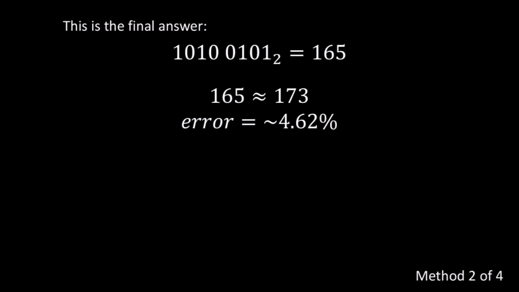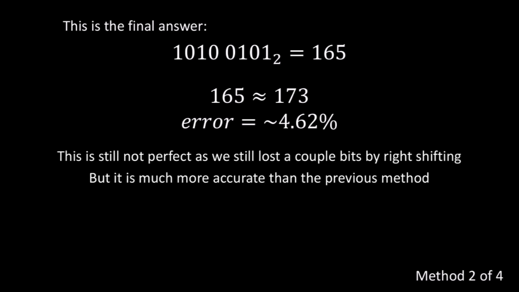165 roughly equals 173 with an error of just under 5%. This is still not perfect as we still lost a couple of bits by right shifting, but it's much more accurate than the previous method. However, can we do even better?